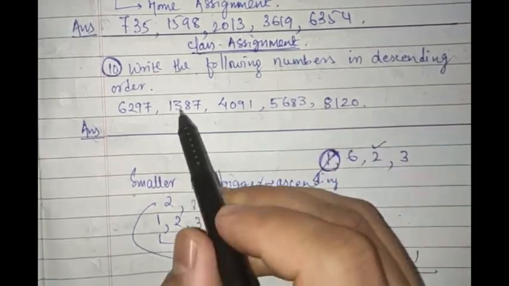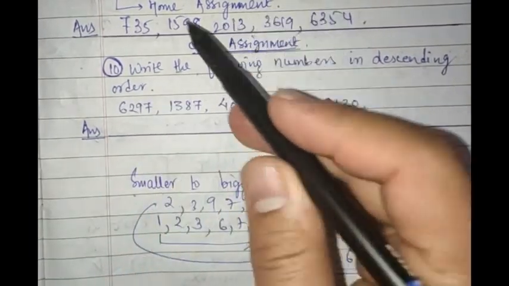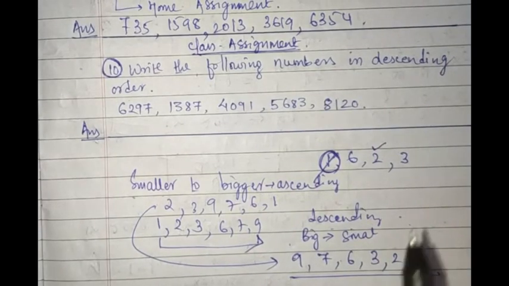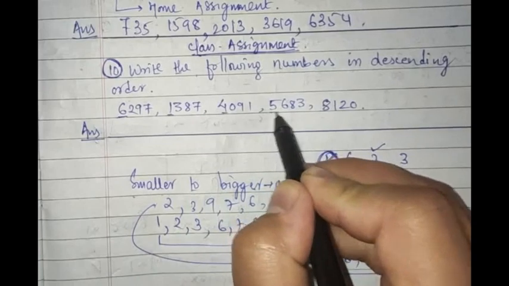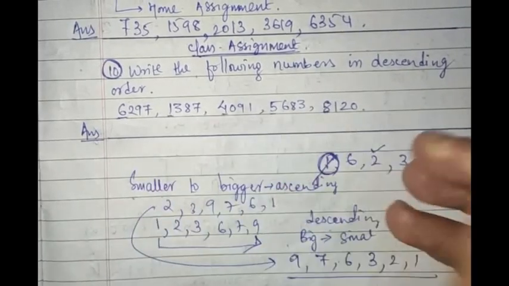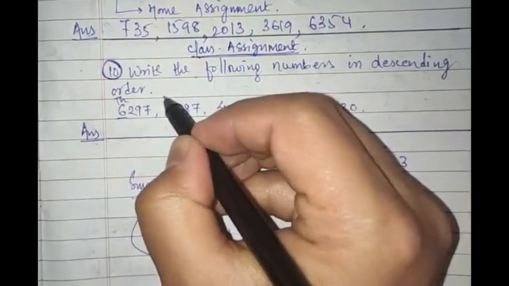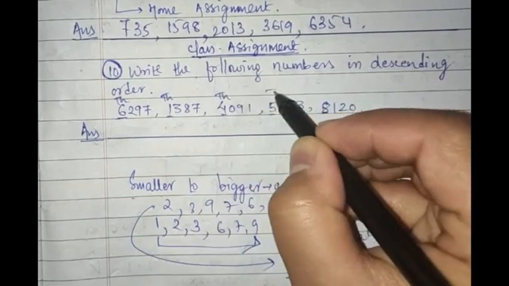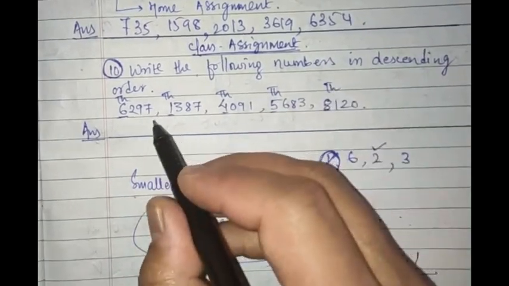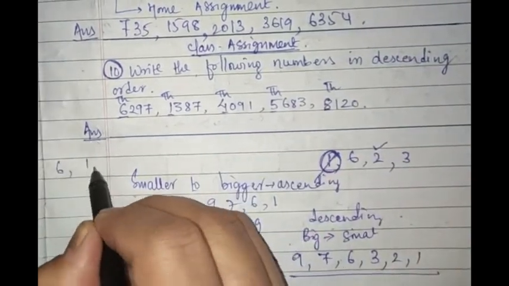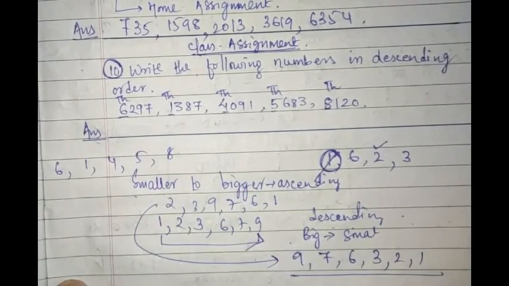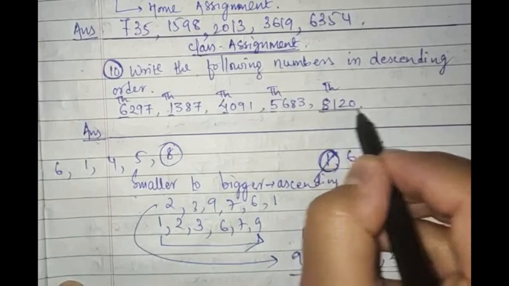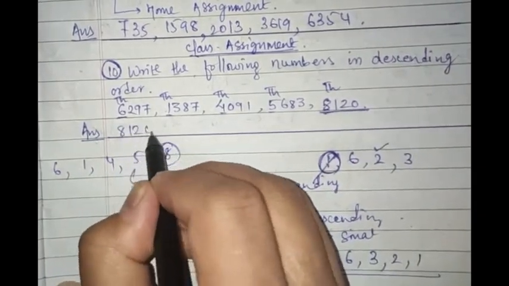So among this, we will do similarly in the manner we have done in question number 9. We will look at the fact that every number is of 4 digits, so all the numbers have a 1000 place. No problem with that, right? Now we have to compare 6, 1, 4, 5 and 8. Which number is the biggest one? 8. So this is the biggest, or the largest, number.